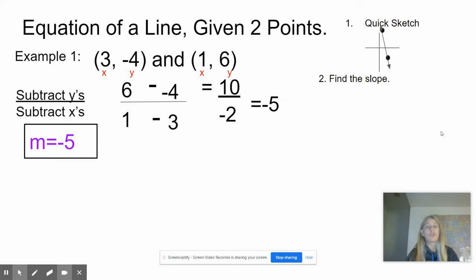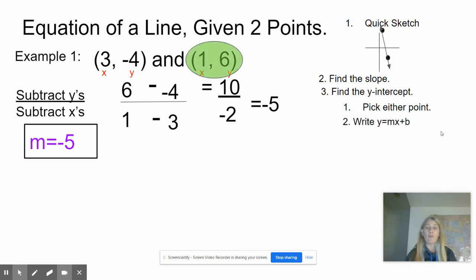Now, we know we need 2 parts to find the equation of a line. We need the slope and we need our y-intercept. So now that we know the slope between these two points, we're going to see where this line crosses the y-axis, which is our y-intercept. Our first step is to pick either one of the points. I always try to pick the point that has mostly positive values and easy numbers. As you can tell, my second point, (1, 6), has both positive values, so that's the point I'm going to use to find my y-intercept.